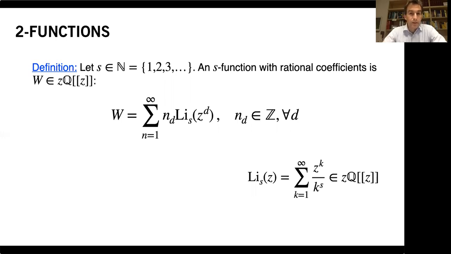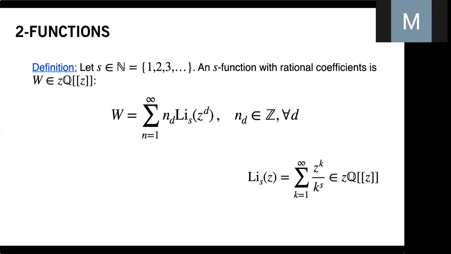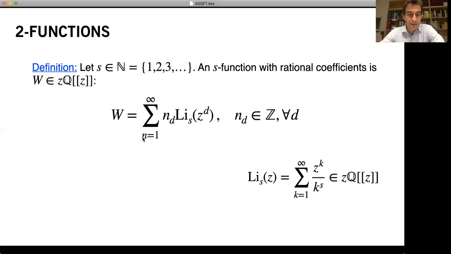Okay, so an S function, where S is a positive integer, is just a formal power series in one variable with rational coefficients to begin with, that can be written as a linear combination of polylogarithms. So W is called an S function, and it's the sum over d of integers n_d times Li_s of z to the d. You raise z to this d power, and this is the polylogarithm. That's just the definition, but W is a formal power series, so I don't assume any convergence at this point. Sorry, it's a sum over d, yes.